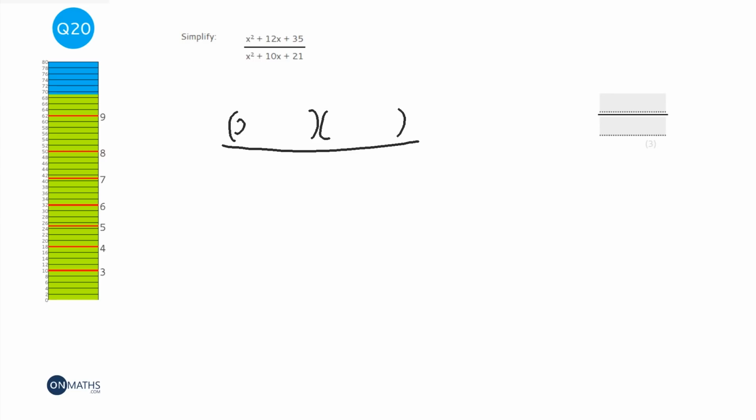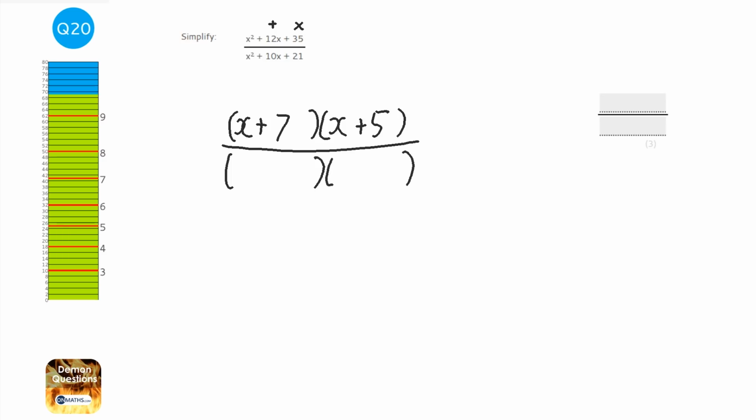So I know it's going to be x at the start. I need 2 numbers that add together to make 12 times together to make 35. Well, that's going to be 7 and 5. Then I need to factorize the bottom. Now, a little bit of a cheat here. I know one of them will be the same. So either one of them is going to be x plus 7 or one of them is going to be x plus 5. So I need 2 numbers to add together to make the 10x times together to make 21. Well, I know that 5 doesn't go into 21, but I know 7 does. So x plus 7 and x plus, well, to make the 21 and the 10 needs to be 3.